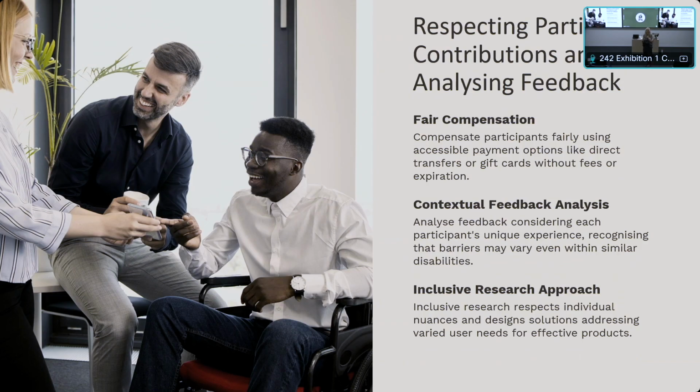They're bringing in learnings from using their screen readers. They're bringing in learnings from using their tools, and you can ask them things that you won't be able to ask anybody else in relevance to the project. And that's something else I'll touch on in a minute. So compensate them fairly.